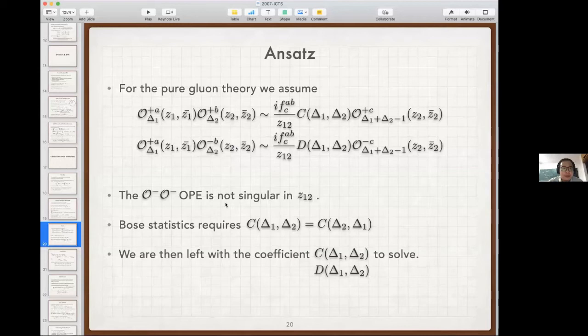And so first of all, when you look at the first line, these two operators are the same, and the gluons are both the same particles. And so from Bose statistics, we can easily figure out that this C should be symmetric with respect to the exchange between delta 1 and delta 2. Okay, this is one thing that this coefficient has to obey. And now we are going to see how we can actually fix what the C and D are.